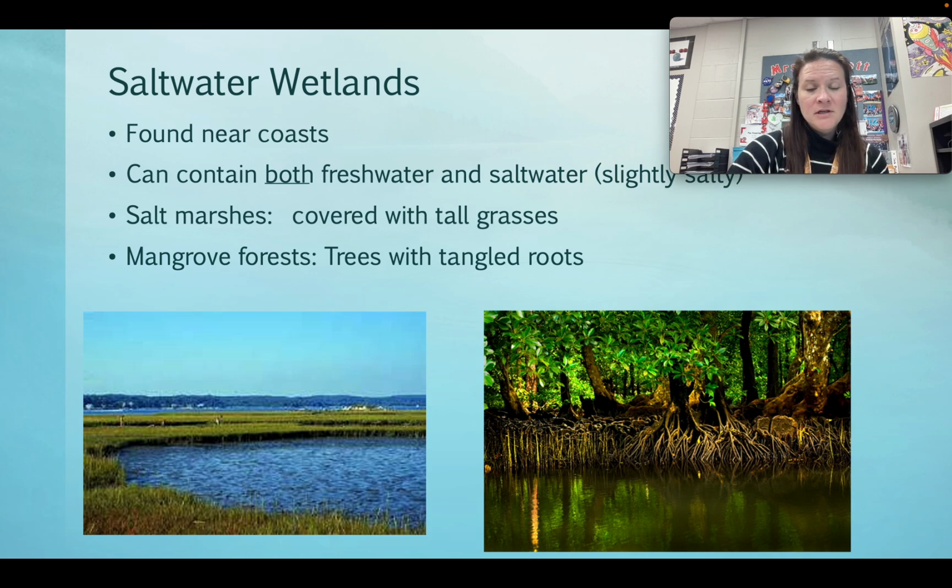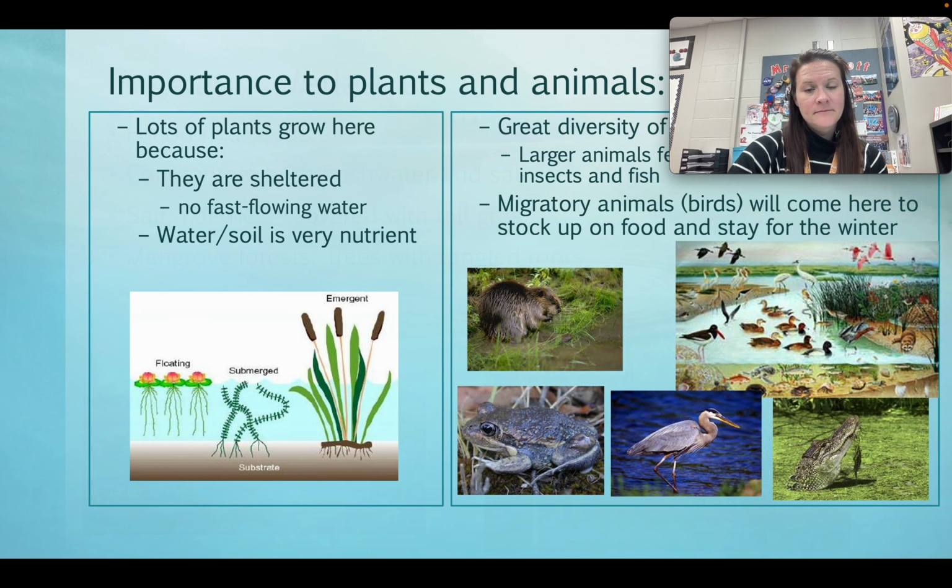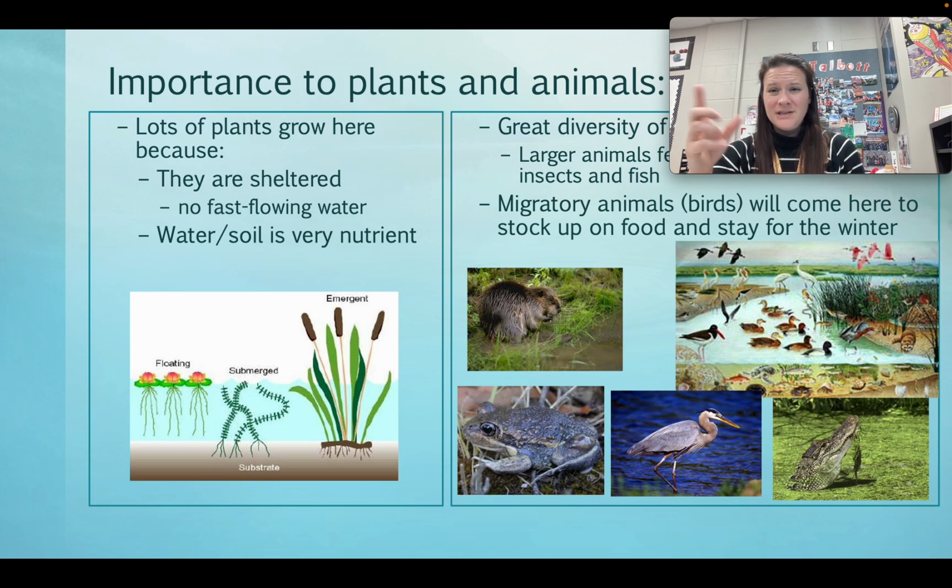All right, so now we're going to talk about what makes them important. And we're going to break this down into plants and animals. So first, let's talk about plants. You're going to find so much diversity and lush plant life in a wetland. And there's mainly two reasons. One, because they're sheltered.